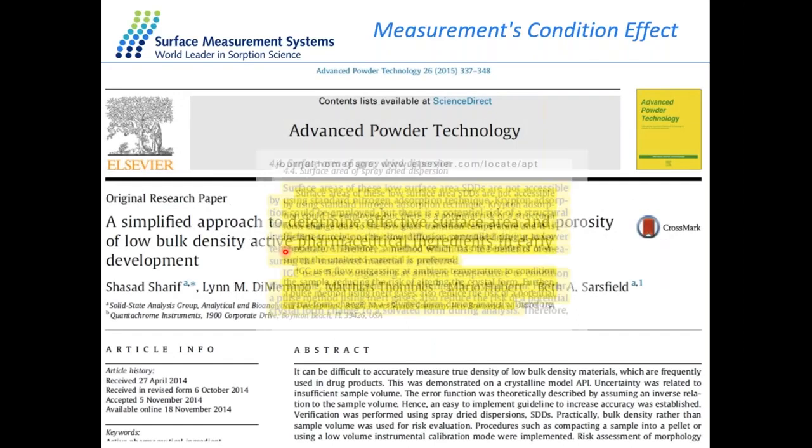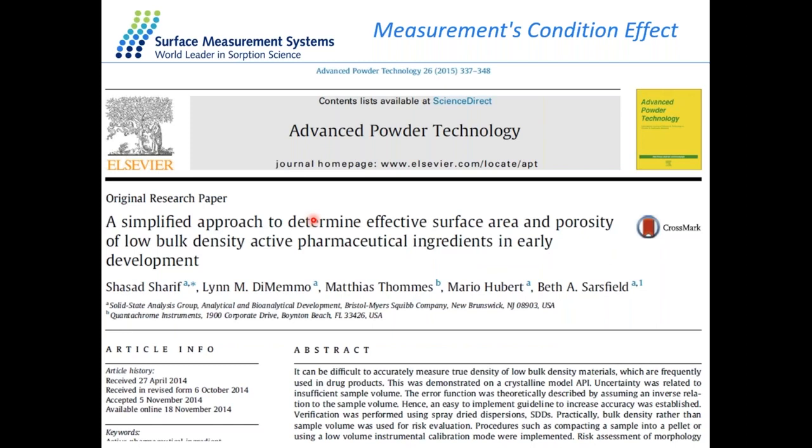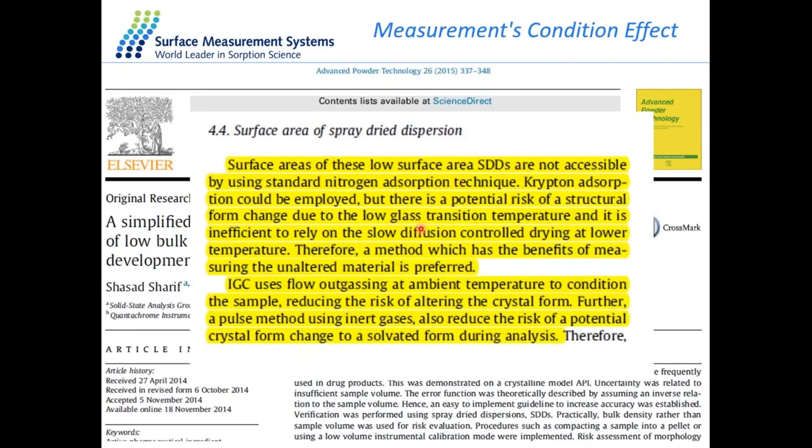And just to highlight that, this is a paper that was published in Advanced Powder Technology, using inverse gas chromatography to look at surface area of pharmaceutical ingredients. It does say that, number one, the surface areas are very low, so you have to use krypton, but there's also potential risk of structural change due to the low glass transition temperature, whereas IGC done at ambient pressure and condition reduces the risk of changing the crystal form.